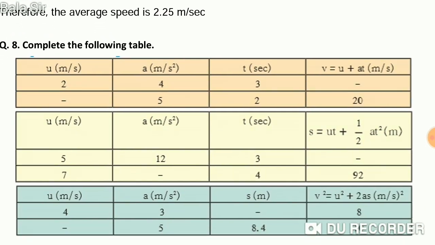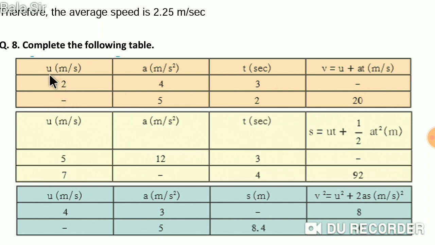Another sum. This sum is based on the three formulas. Just see the table. This table is given in your textbook. You want to follow this. You have to find the value for the blank answer. Complete the following table. U is the initial velocity, A is acceleration, T is your time and V is your final velocity. Here the value for V is given as U plus AT. U is given as 2, A is given as 4, T is given as 3. We want to find V. This is the first sum.